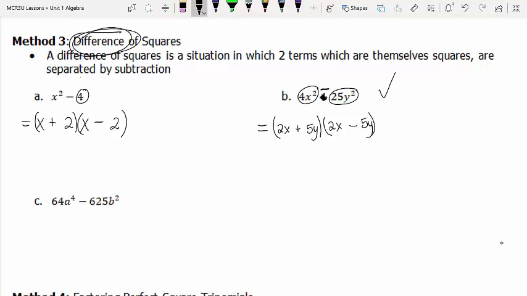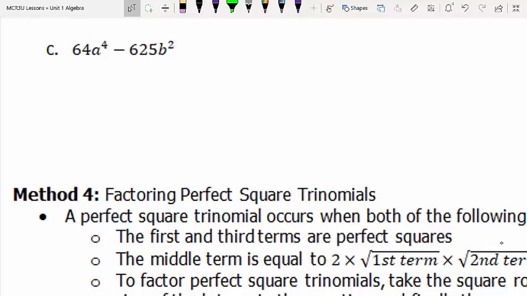Let's go ahead and try the third one. Is this a difference of squares? Yes, it is. Both terms, you can take the square root of them, and it's separated by a subtraction sign. Set up your brackets. What's the square root of 64a to the power of 4?